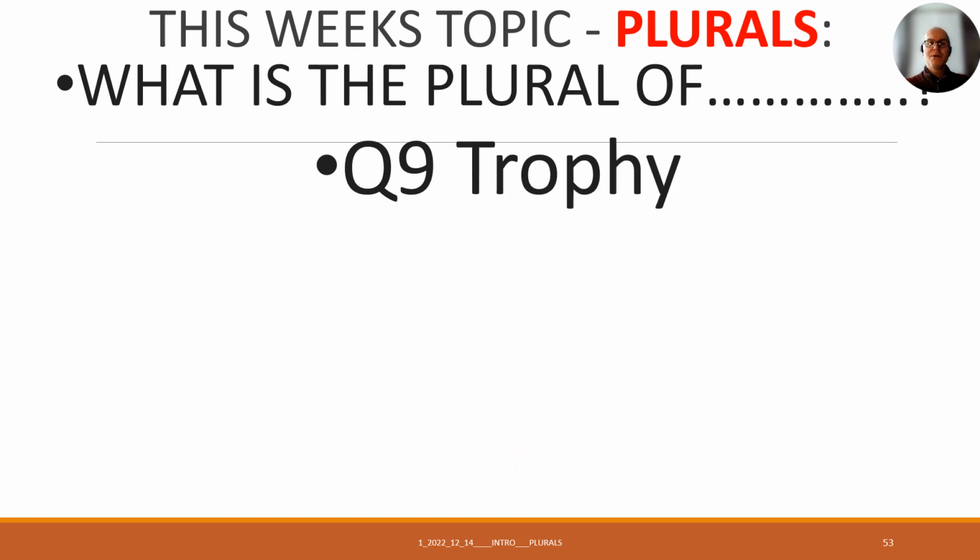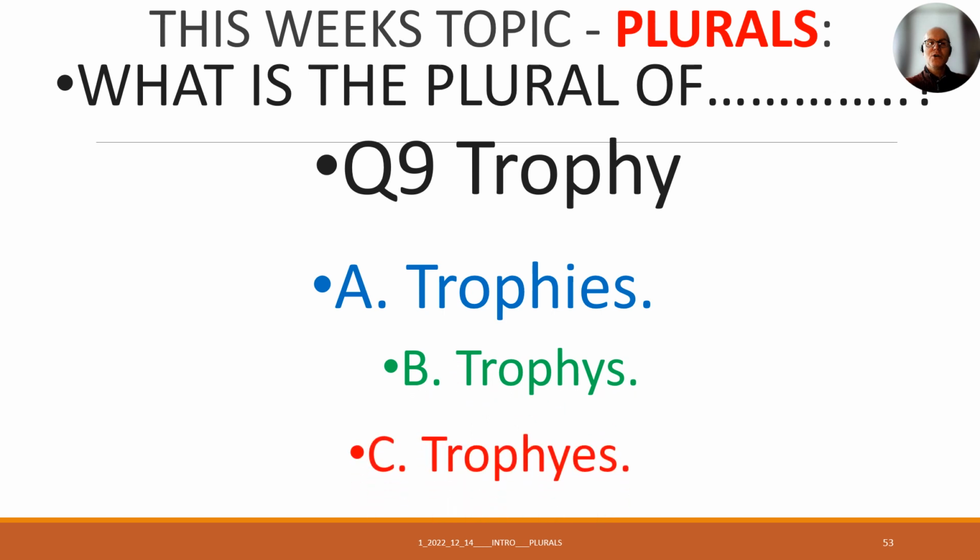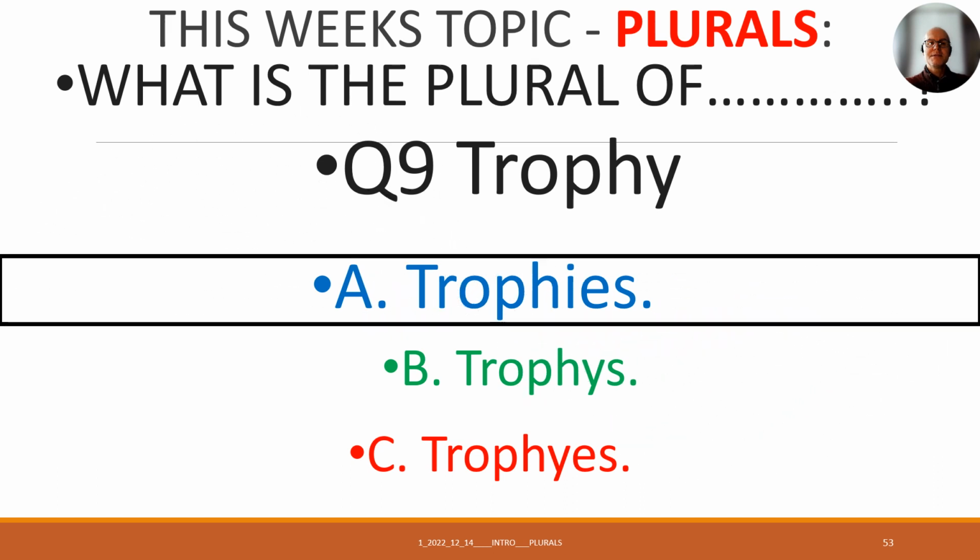Trophy. What's the plural of trophy? Is it trophies, trophies, or trophies? It's trophies. The singular of trophy ends in consonant Y, so you change the Y to an I and add ES. One trophy, two trophies.